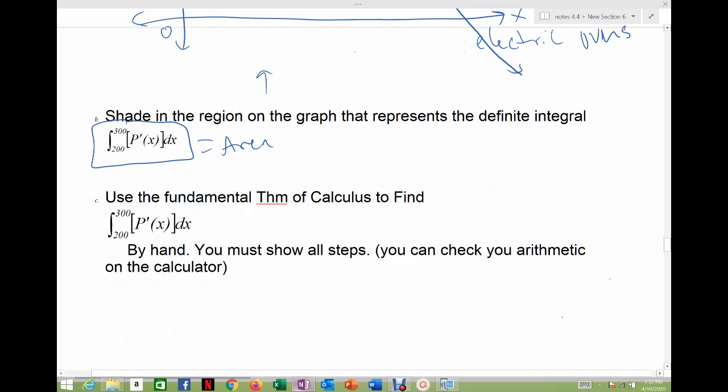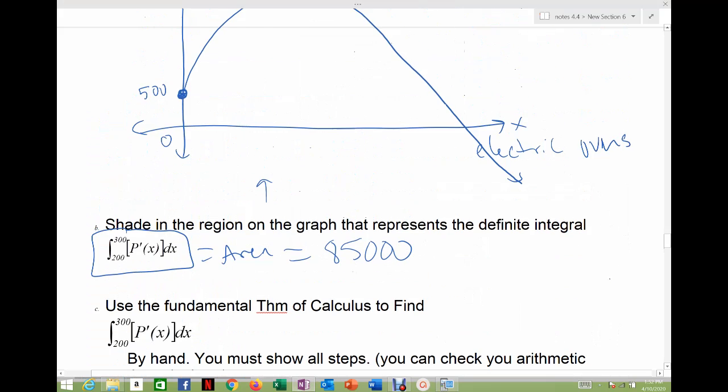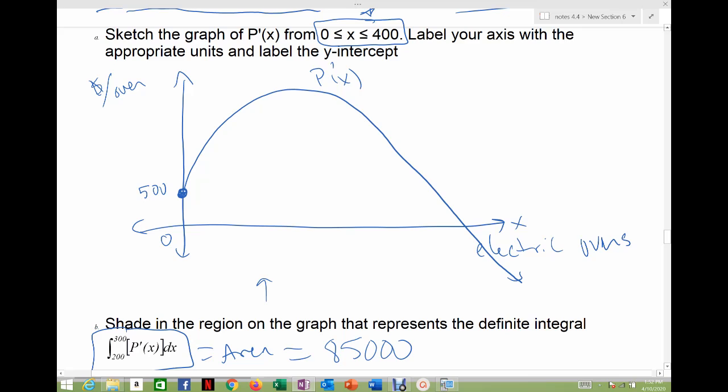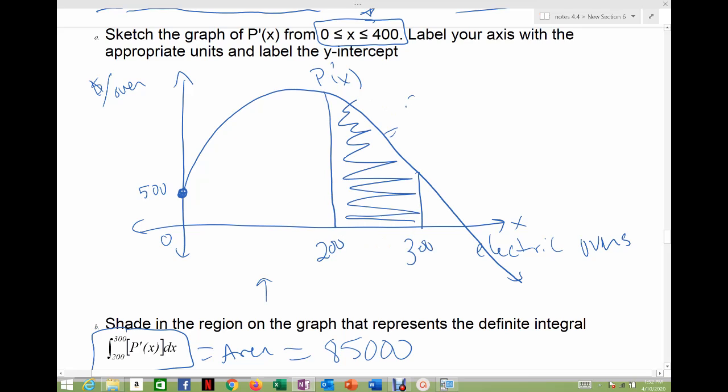So the area I know is 85,000. Then shade it, and again, make sure your graph is a representation of what it should be. About right here is the 200, and about right here is the 300, and that's labeled because it's that 100 that we found the area of. That's the integration from 200 to 300 of my derivative, which was 85,000. We'll talk about what it means in a little bit. So that's part B. That's all they're asking for in part B, just to shade in the area that represents that integral from 200 to 300 of my derivative.